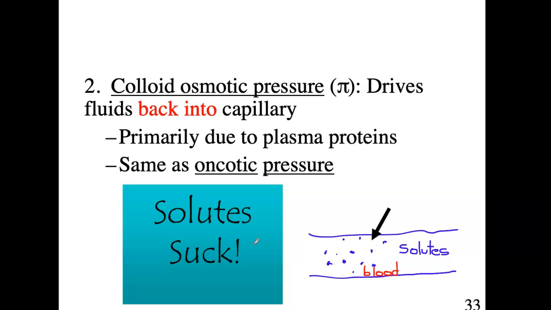Colloid osmotic pressure. It's helpful to think of solutes as sucking. And there's my drawing again. It's going to drive that fluid back into the capillary, and it's mainly because of those plasma proteins and solutes within the blood. It's the same as oncotic pressure. If you see that in the book, referred to as oncotic pressure, it's the same as colloid osmotic pressure. So this is bulk flow happening.